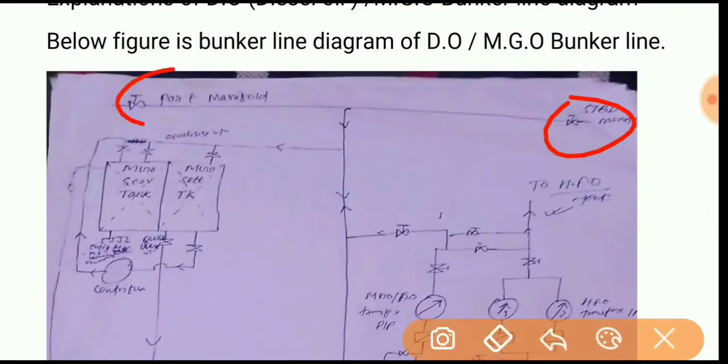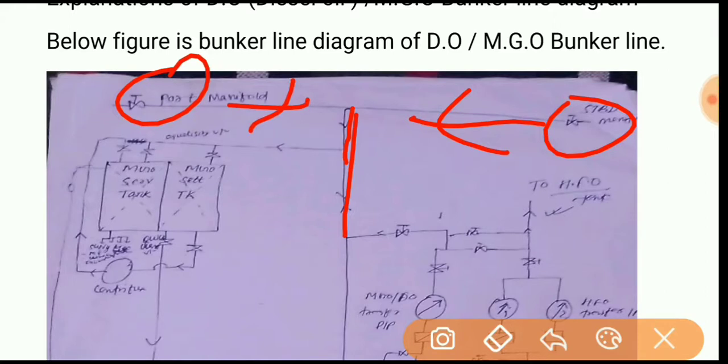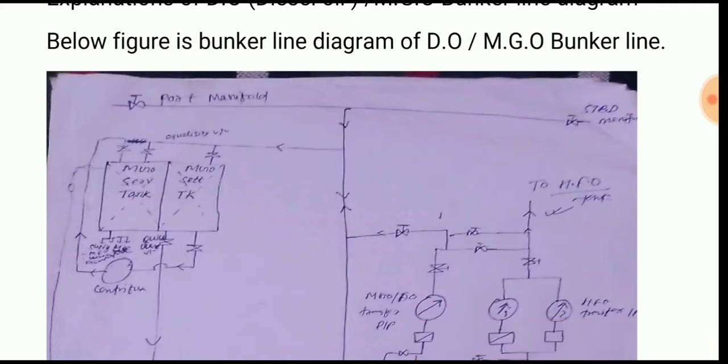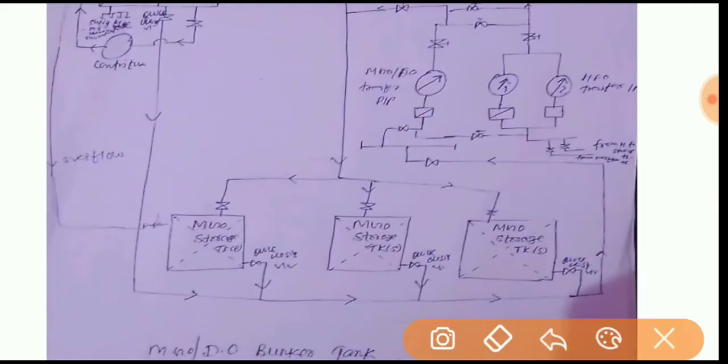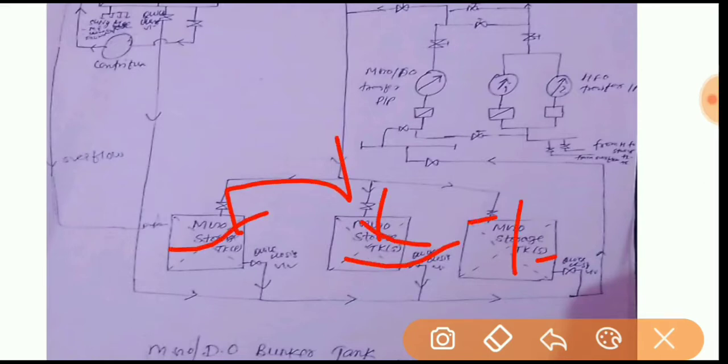These two manifolds meet in the engine room, and through this line when we take bunker from any bunker manifold, either port or starboard, whichever is easy for taking bunker, this will meet in the engine room and it will go to all tanks. We have all five tanks: MGO settling, MGO service, and all three double bottom tanks, or we can say storage tanks. All these are filling valves.